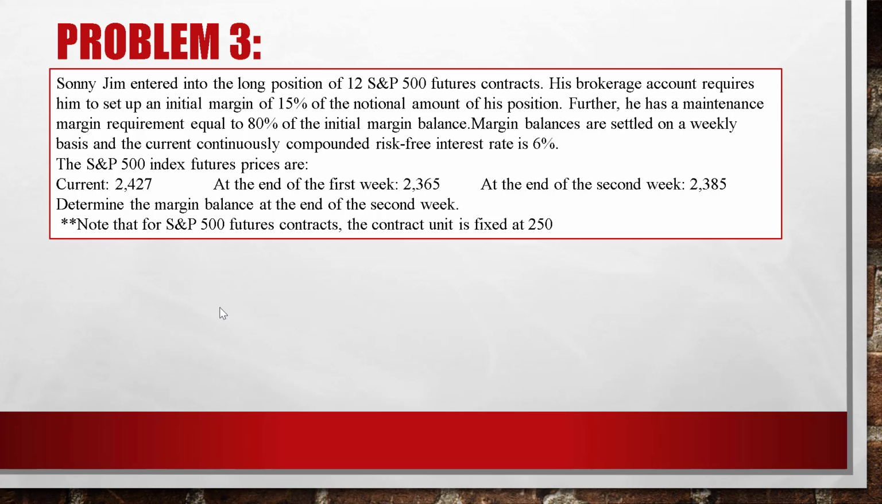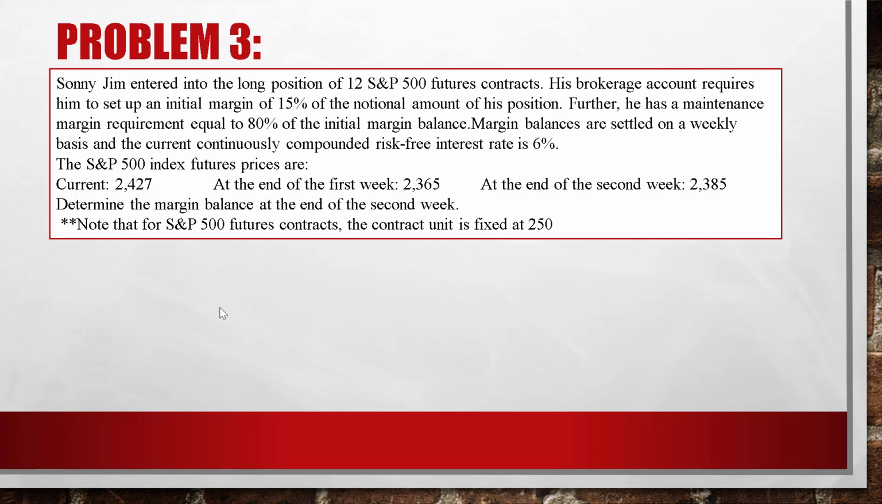The S&P 500 index futures prices are: the current price is 24.27. At the end of the first week it is 23.65. At the end of the second week it is 23.85. Determine the margin balance at the end of the second week. Note that for S&P 500 futures contracts, the contract unit is fixed at 250.